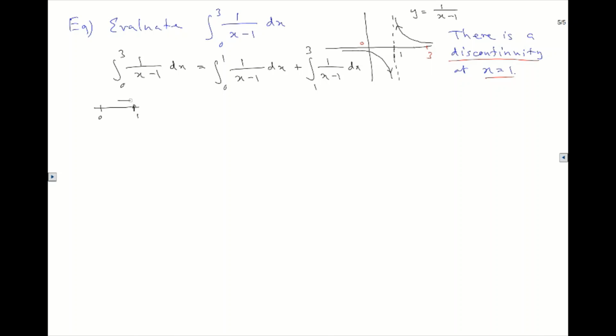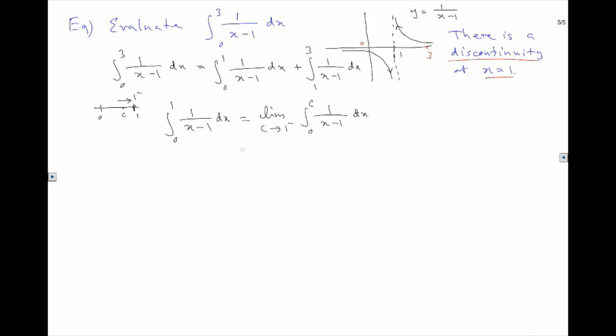We're going to go from the left. We pick a number and then we go from the left. So that means your integral is 0 to 1 of 1 over x minus 1 dx, because you can see that there is a discontinuity at 1. We do the first one, so we write this one as a limit: c goes to 1 minus, of the integral from 0 to c of 1 over x minus 1 dx.